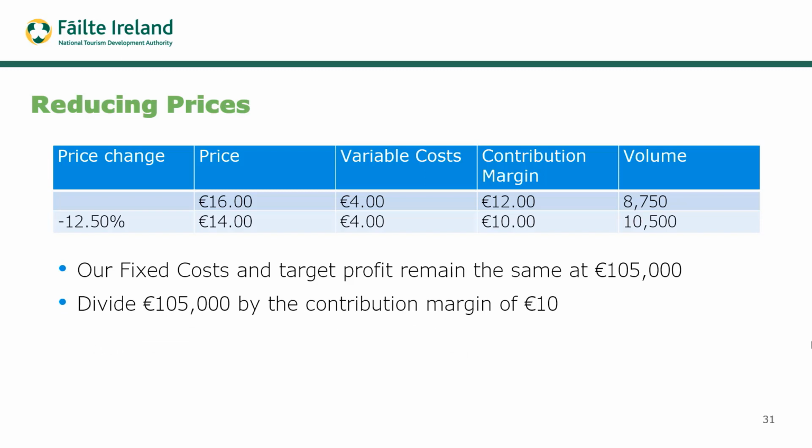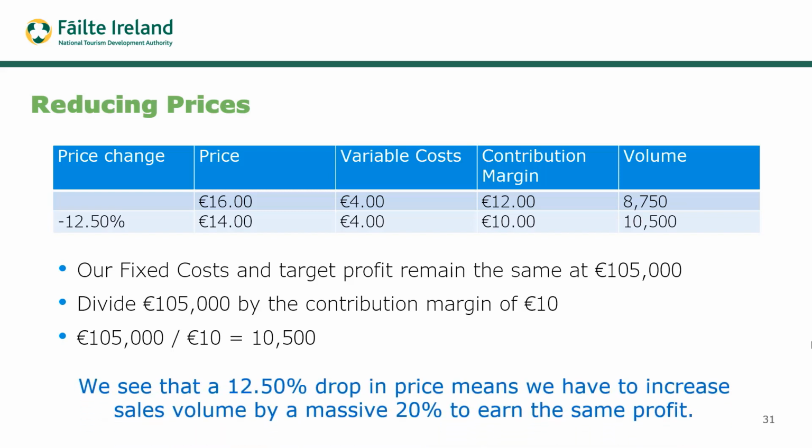That's the new contribution margin because our sales price has fallen to 14 and our variable costs have stayed the same. So we now see that we have to sell 10,500 meals to break even. So we see that a price drop of 12.5% means we have to increase sales volume by a massive 20% to earn the same profit.